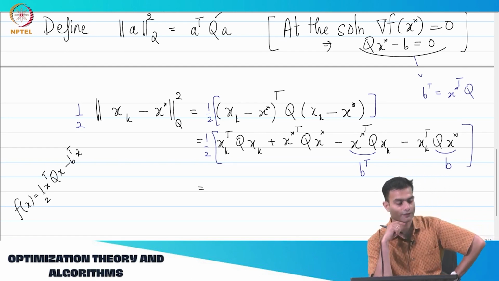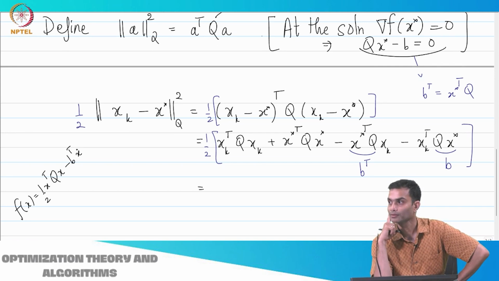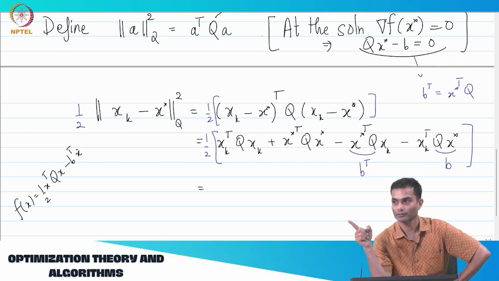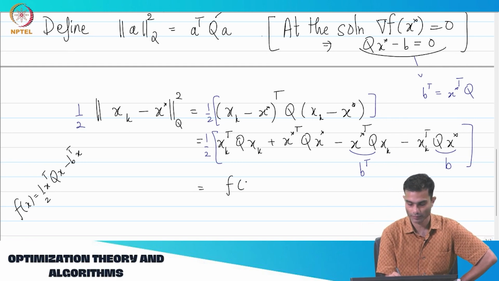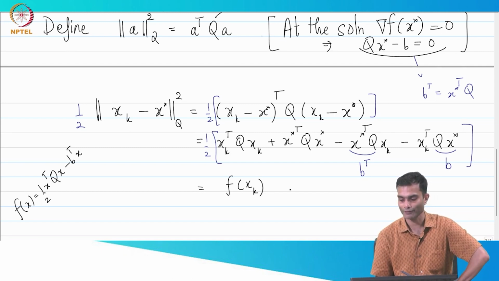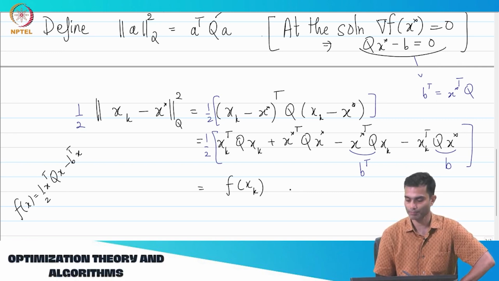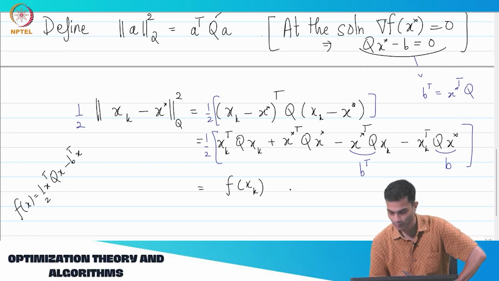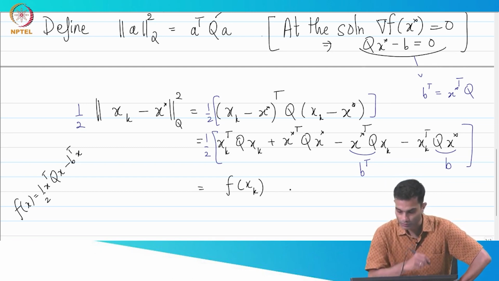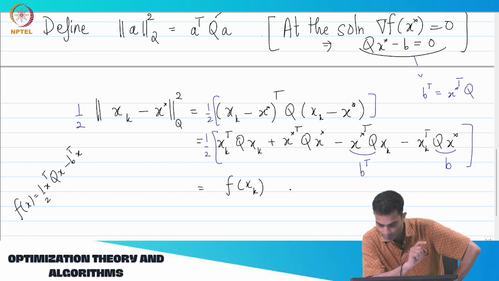Okay, now do I see f of xk anywhere? First term matches b transpose xk. Is that there anywhere? First and which term? Third term. First and third term, if I combine, this is f of xk. If I combine term number 2 and 4, x transpose k, sorry, yeah. So have I made a mistake anywhere or it's okay? X transpose xk. Yeah, okay.